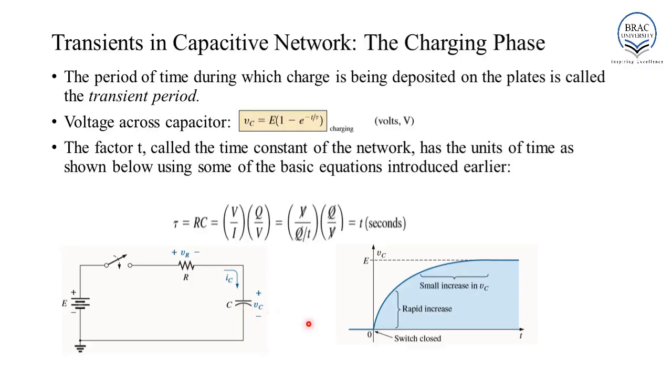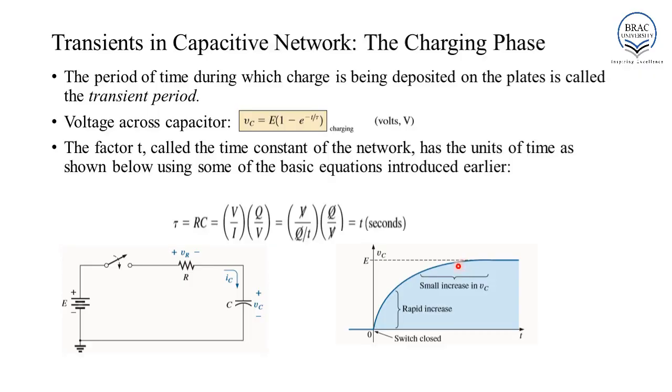Now, if we represent this by means of a graph, then it will look like this. The y-axis represents the voltage and the x-axis represents the time. The voltage across a capacitor will increase exponentially. Now, you might ask how long will the voltage increase? The answer is the voltage across the capacitor will rise up to the point at which Vc is equal to E.